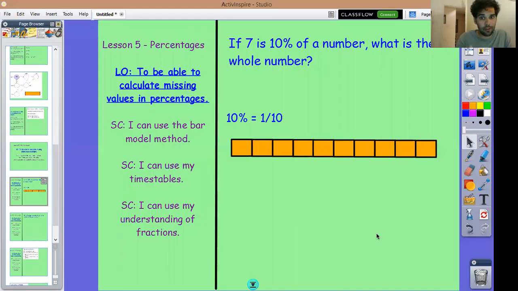Okay, so here are my 10 boxes. Hang on, let's just check if I've definitely got 10. 1, 2, 3, 4, 5, 6, 7, 8, 9, 10. Always really important to check that you're doing the right working out. Always, I do it every single time.